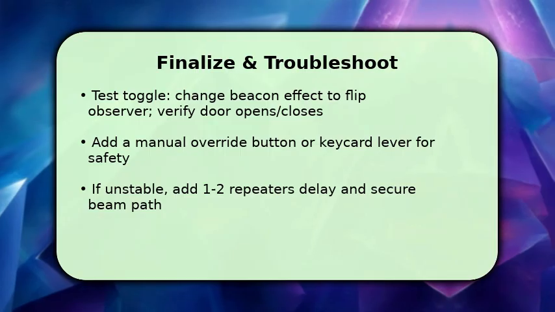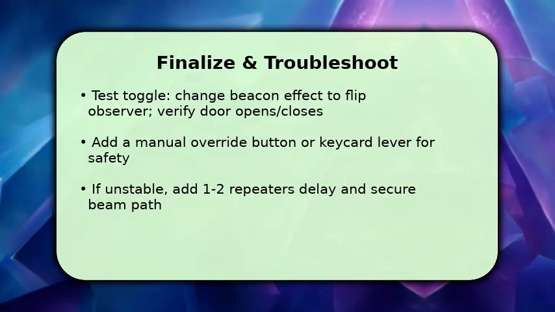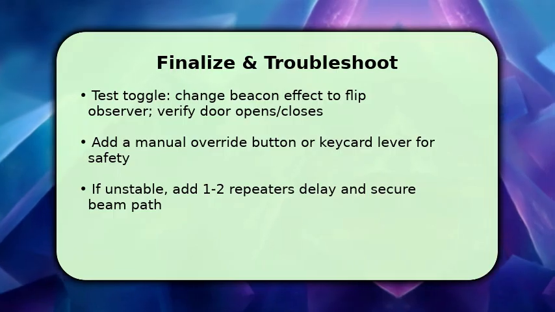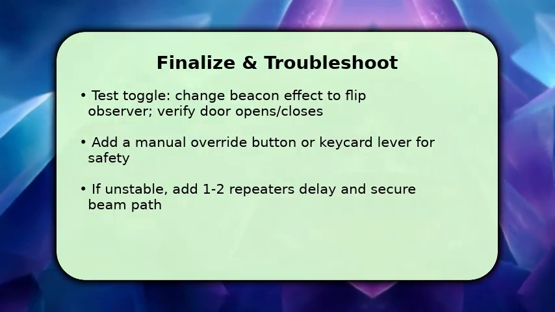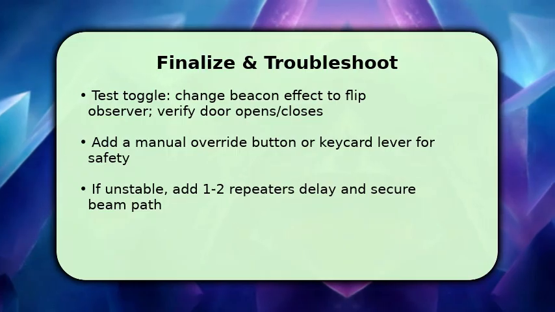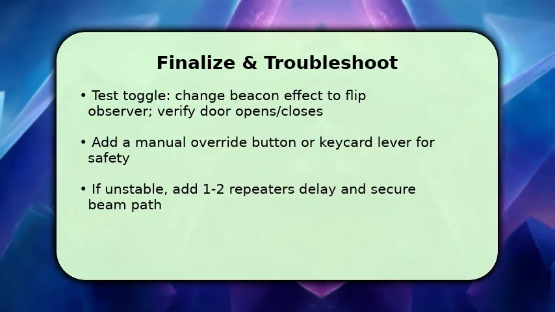This keeps access predictable. If the circuit flickers or misfires, add 1 or 2 repeater delays and confirm the beam path is unobstructed. This troubleshooting step solves timing glitches and ensures a dependable lock.